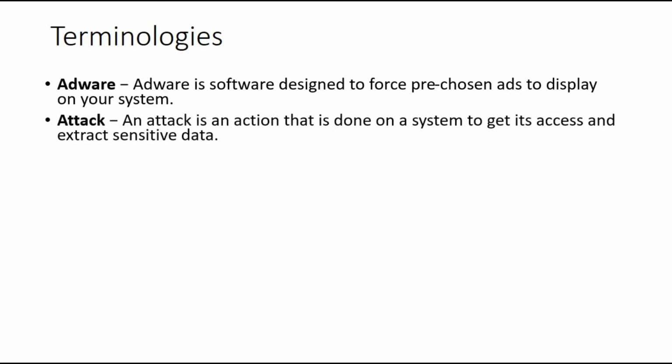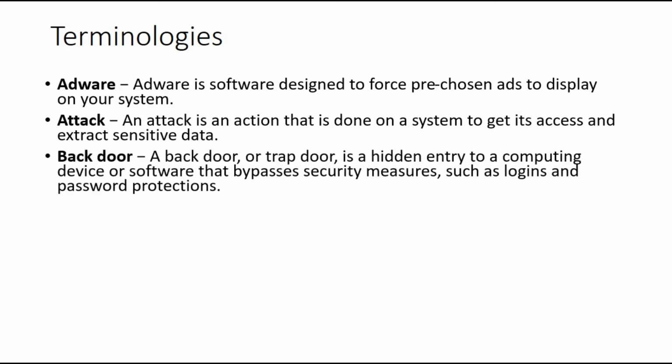An attack is an action that is done on a system to get its access and extract sensitive data, right? So if any hacker attacks your system in order to get access or extract any sensitive or important data, that is what an attack is. Backdoor: a backdoor or trapdoor is a hidden entry to computing devices or software that bypasses security measures such as logins, password protections, etc.